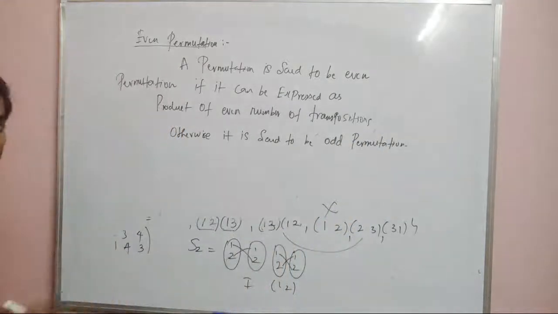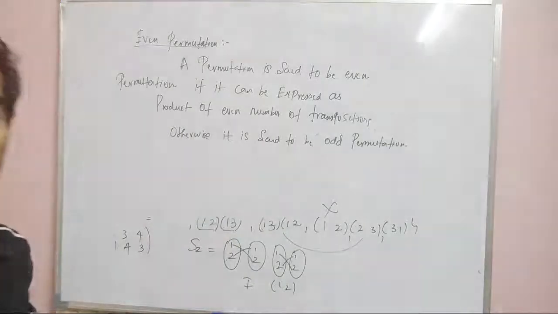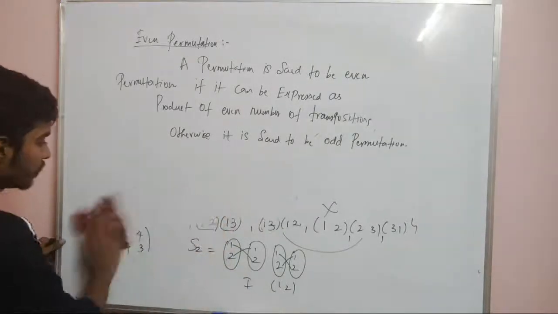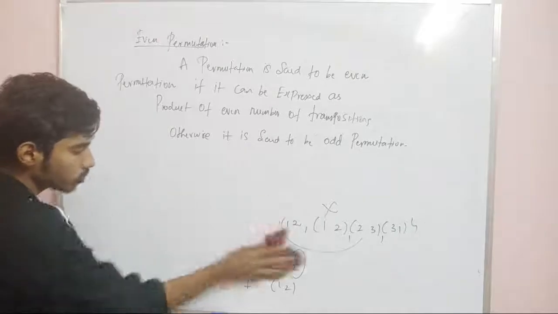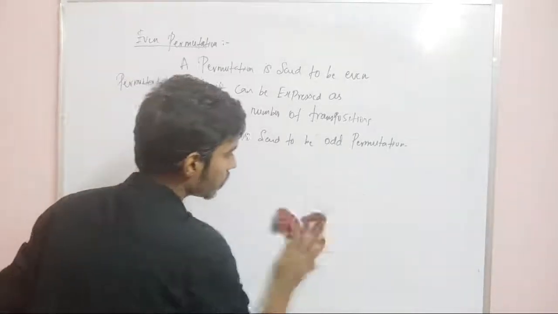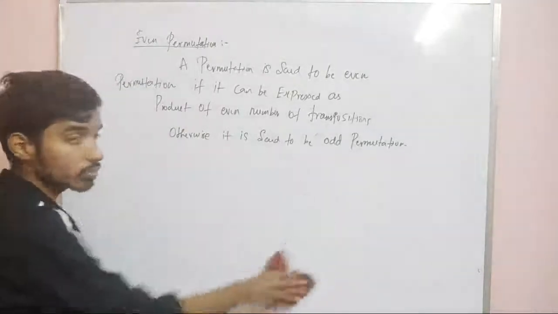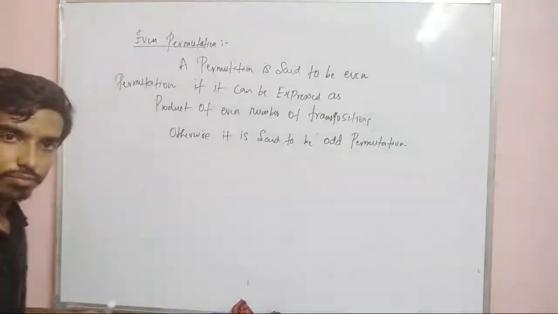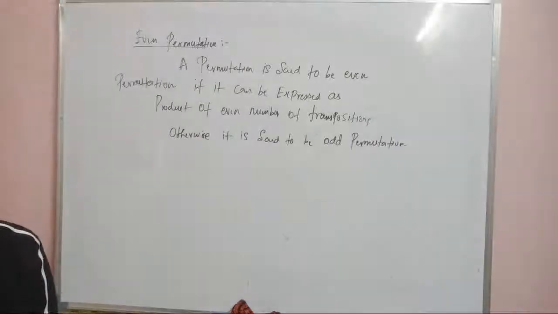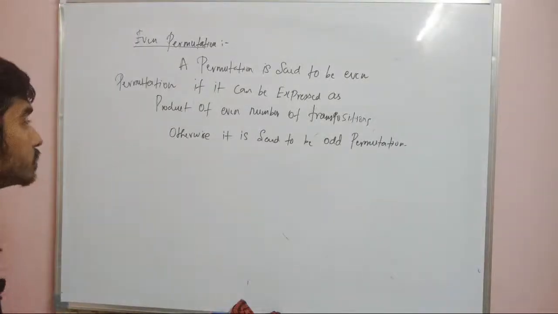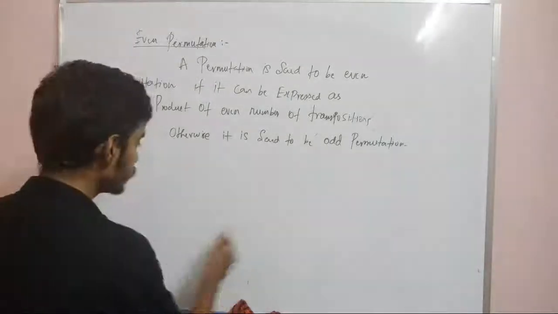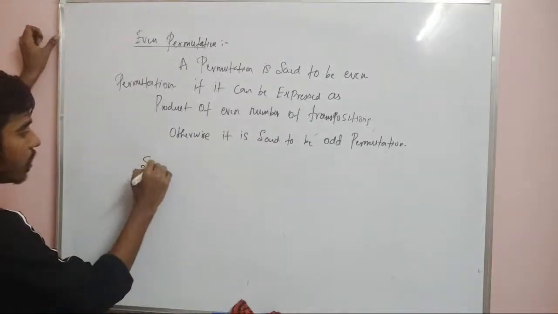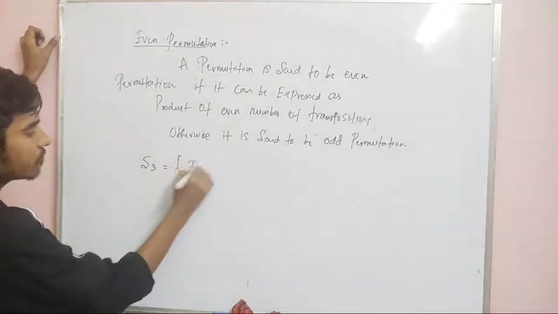So now can we find all even permutations of S3? Now we will find all even permutations of S3. I am going to introduce a new group: all even permutations form a group, and that group is called the alternating group. We will discuss that very soon. Before that, we will find all even permutations of S3.